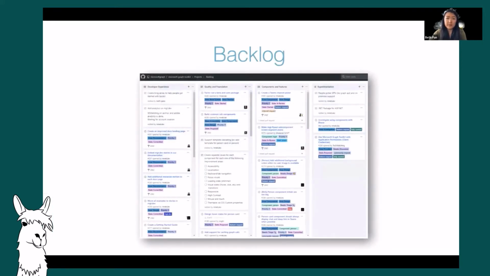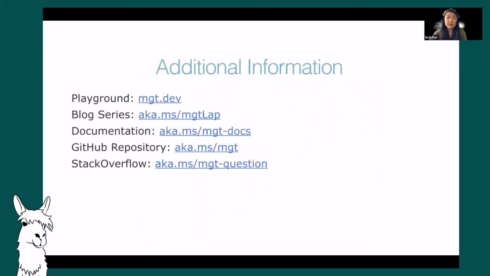Our backlog on GitHub has a lot of information on our project goals, milestones, things that are planned, things that are in the works. If you want more information about anything about our projects, our GitHub would be a good place to check it out. Here's all the additional information. I showed you today the playground at mgt.dev, documentation at aka.ms/mgt-docs. The GitHub repository is just at aka.ms/mgt, and you can ask MGT-specific questions on Stack Overflow. Just tag us as mgt, Microsoft Graph Toolkit.